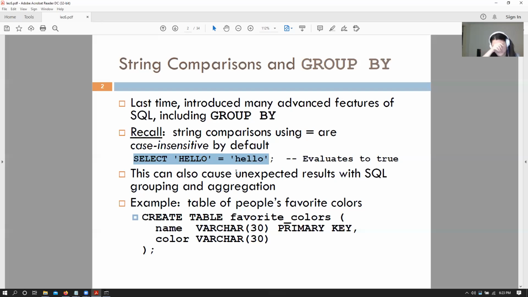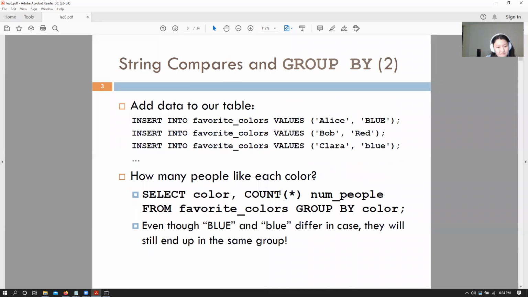This sometimes can give you some weird results when you're actually working with grouping and aggregation type stuff. So for example, let's say that we have a database called favorite colors. We have a table called favorite colors that basically lists the name of the person as a primary key and the favorite color of that particular person, right? So let's say that we add data to our particular table. We say insert into favorite colors values. And let's say Alice really likes blue. So she shouts out BLUE, all caps. And let's say Clara sort of likes blue. She says blue. And we have Bob that says red, right?